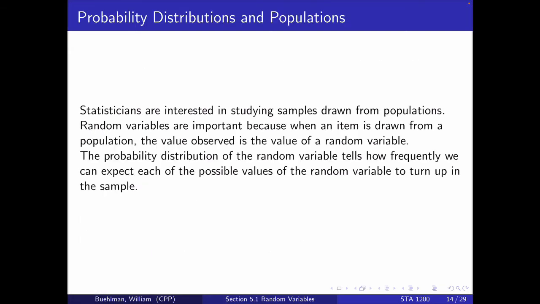Statisticians are interested in studying samples drawn from populations. Random variables are important because when an item is drawn from a random population, the value observed is the value of a random variable. The probability distribution of a random variable tells how frequently we can expect each of the possible values of the random variable to turn up in the sample.